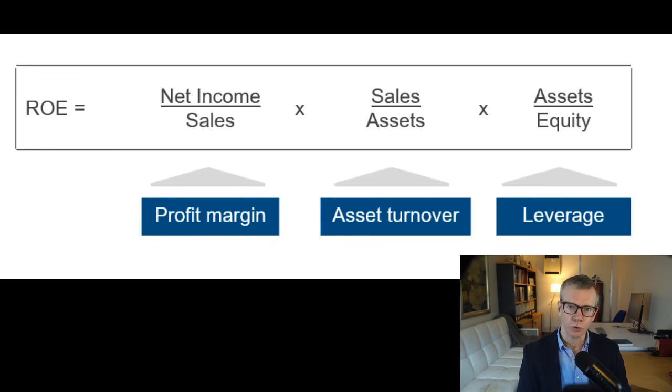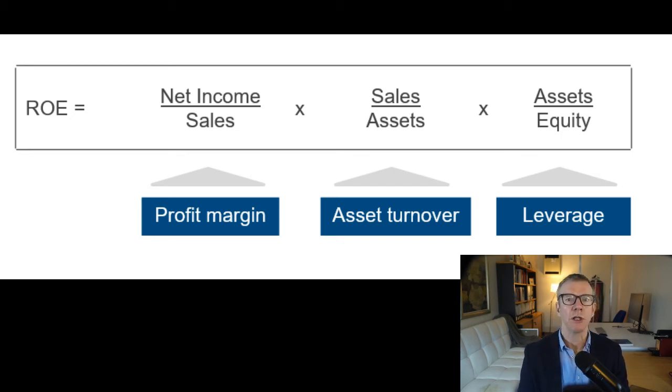ROE is also useful in that we can decompose ROE into components that tell us something about the various ways in which managers can affect firm performance. A common way of doing this is termed the DuPont analysis. In the DuPont analysis, we break ROE into three components: profit margin, asset turnover, and leverage.